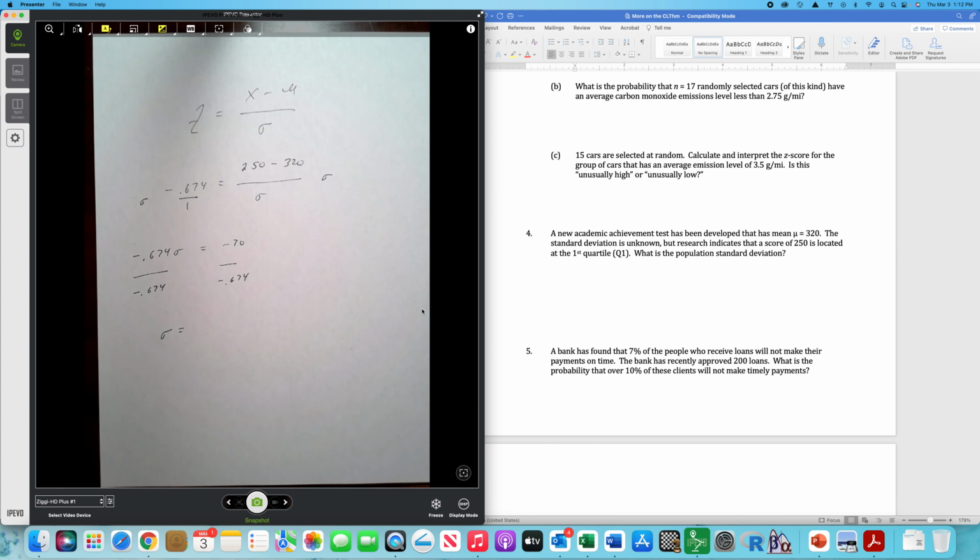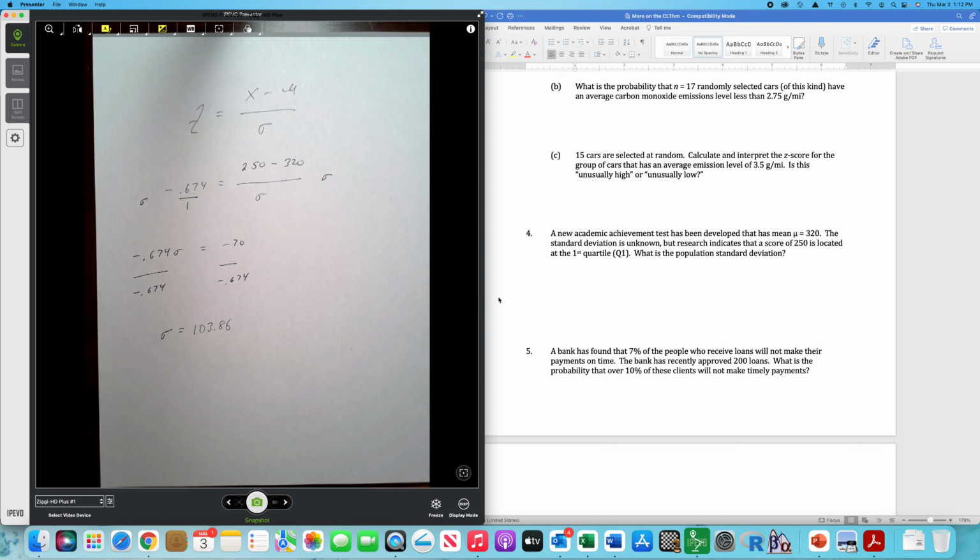The sigma is going to be negative 70 divided by negative 0.674, which is 103.86.